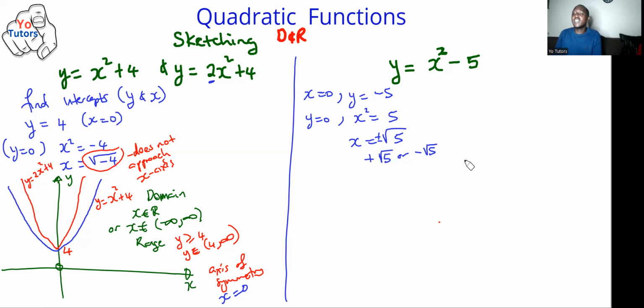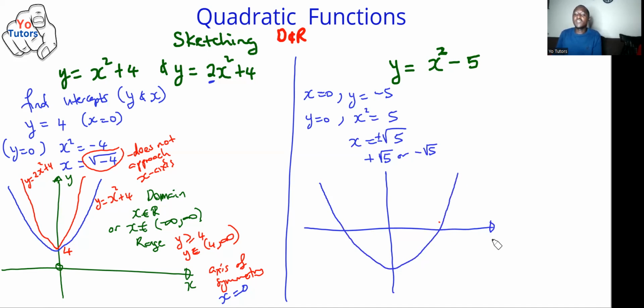Then when it comes to sketching, what do we do? Let's draw our graph. Here we have got the x, here we have got the y. Then we've got the origin, and there we have got -5. We have -5, and there we have got -√5, and there is +√5. That is what's happening here.